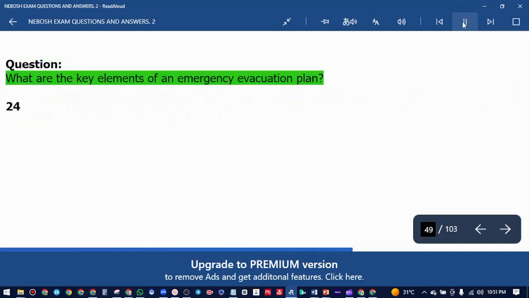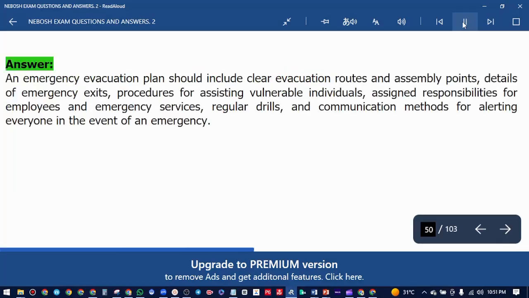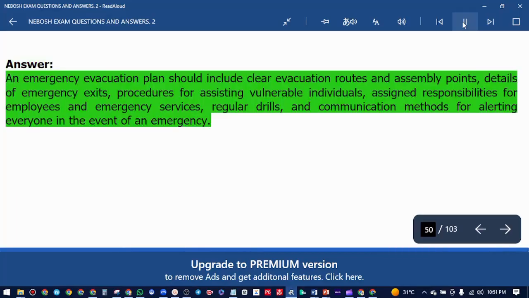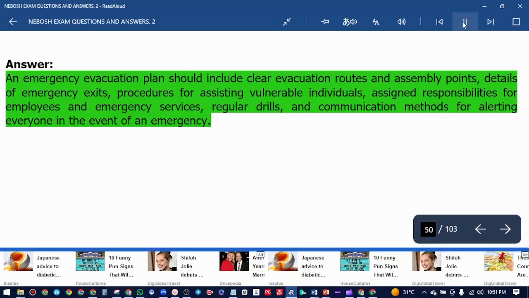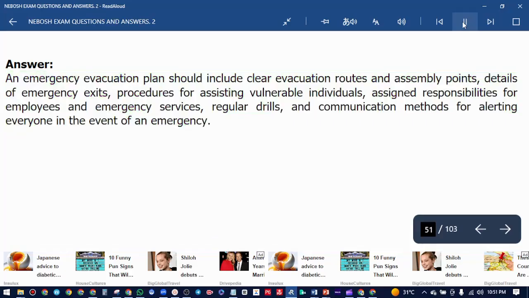Question 24. What are the key elements of an emergency evacuation plan? Answer. An emergency evacuation plan should include clear evacuation routes and assembly points, details of emergency exits, procedures for assisting vulnerable individuals, assigned responsibilities for employees and emergency services, regular drills, and communication methods for alerting everyone in the event of an emergency.